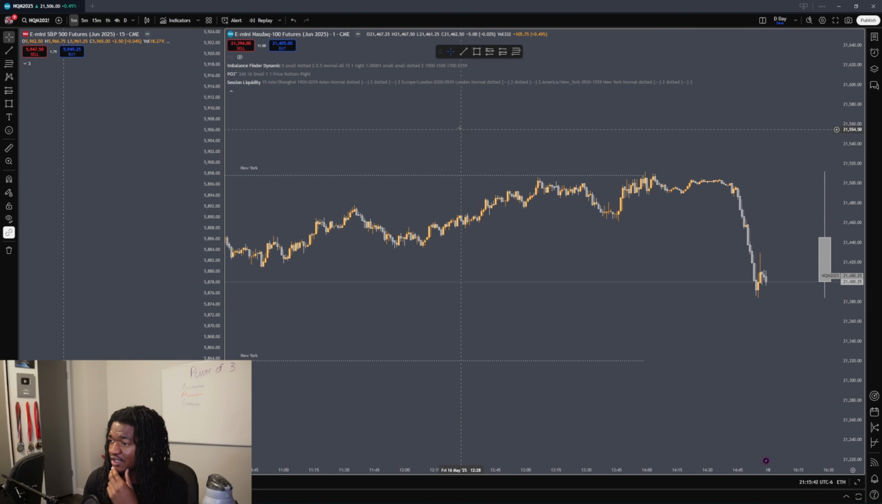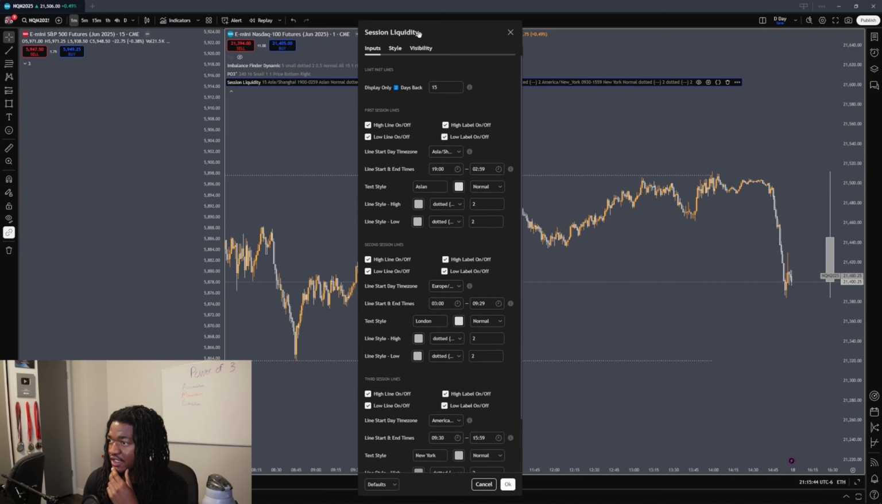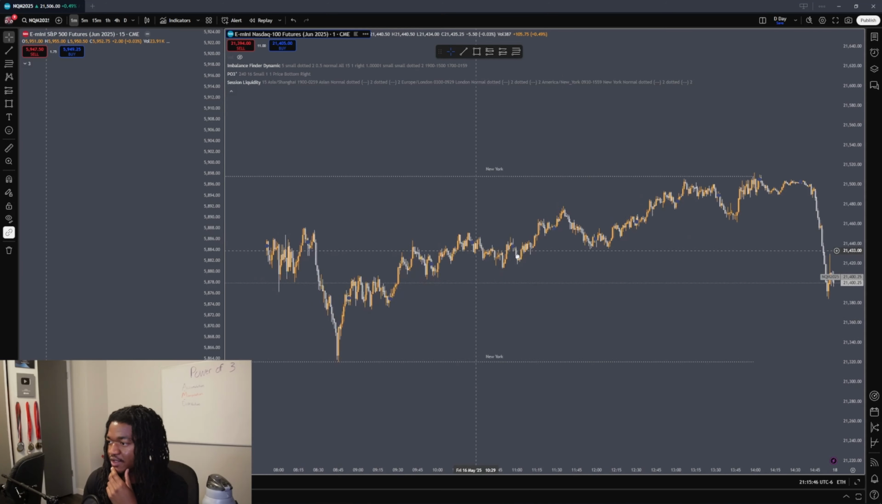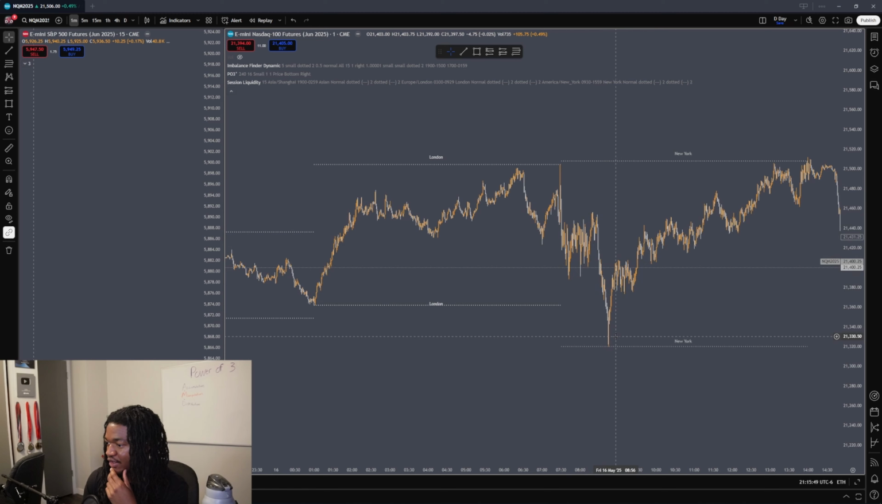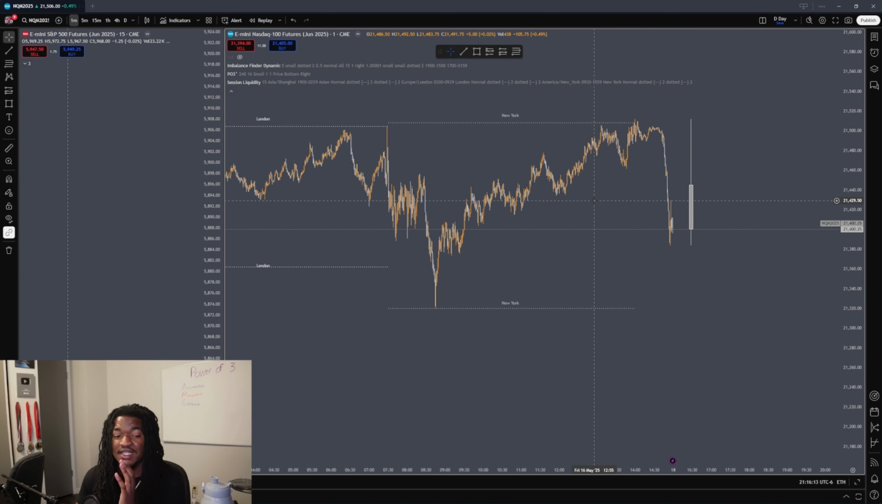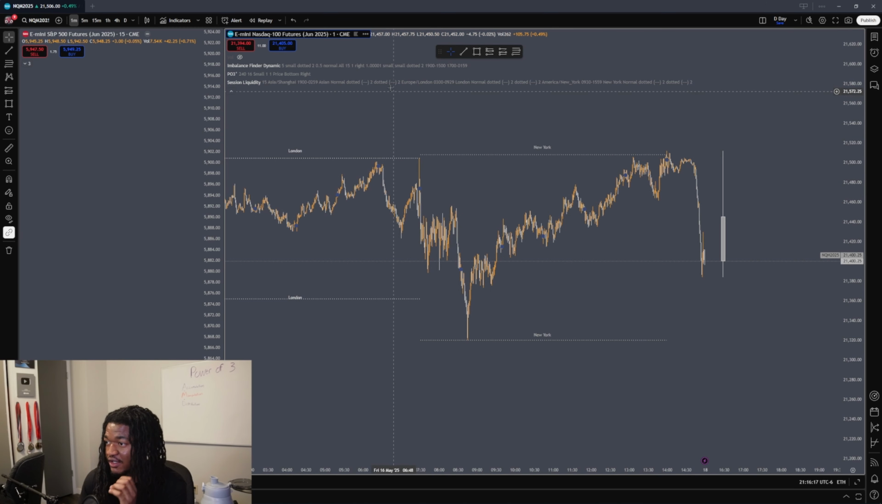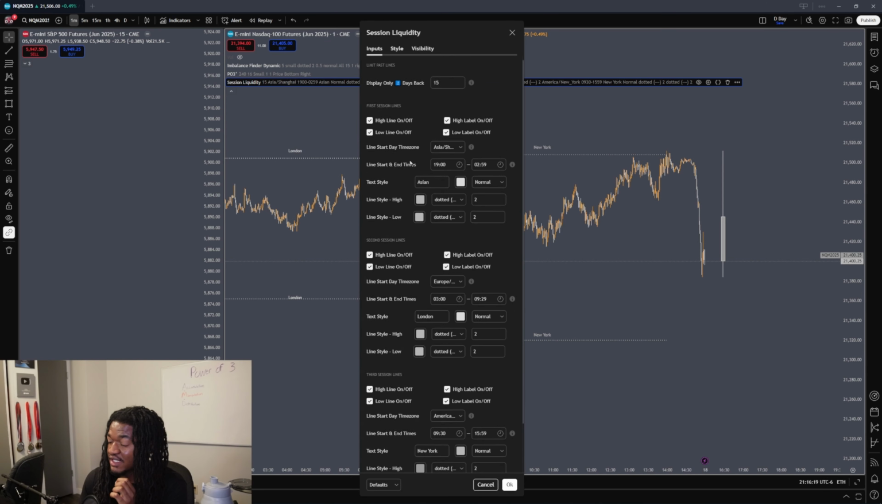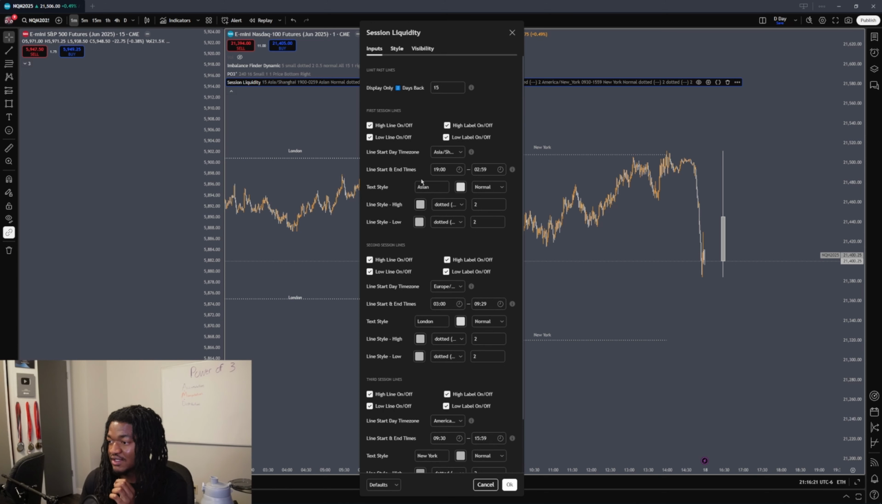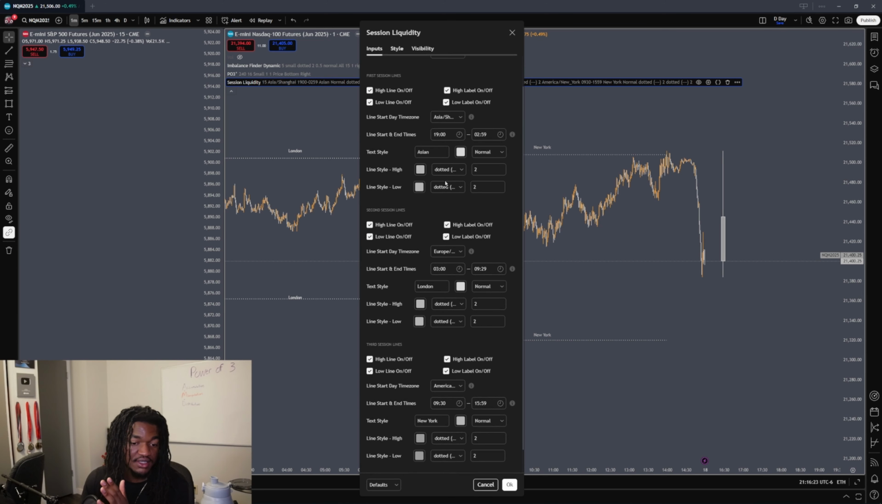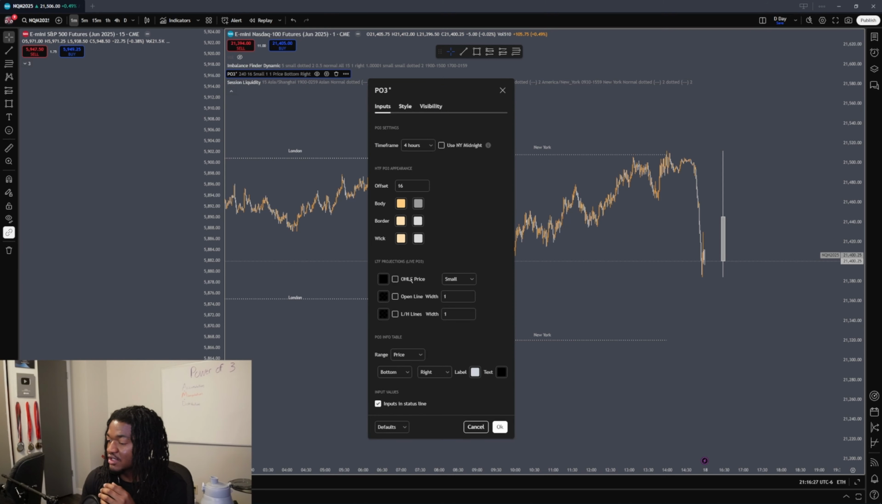And then the highs and lows of the market, pretty much session liquidity. So the New York highs and New York lows, London highs, London lows. You see, it just helps me see where the highs and lows of the market are. These are the settings I do have for this. You can pause it, take a picture, and just copy this. Same with this. I'm just gonna pause it, take a screenshot.